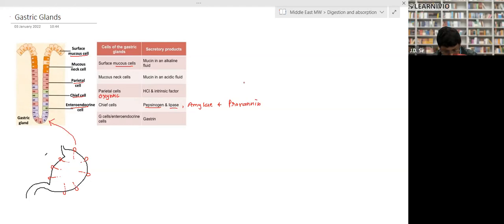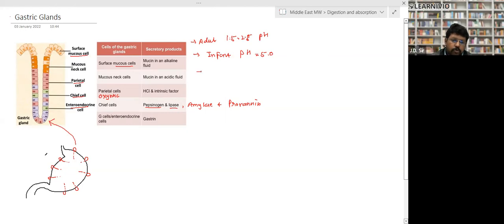Next. Gastric juice has a pH value of 1.5 to 2.5 in adults. This is very important. Please underline the line. And in infants, the pH value is 5.0. So in adults, the pH value of gastric juice is 1.5 to 2.5, but in infants this is 5.0 only.